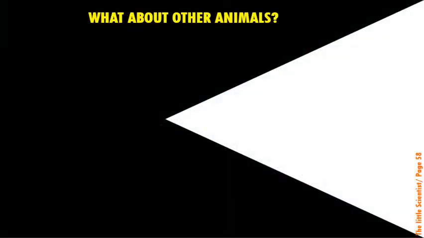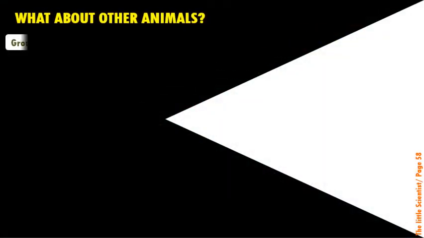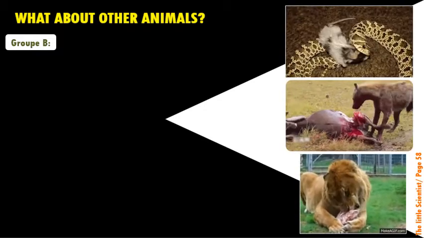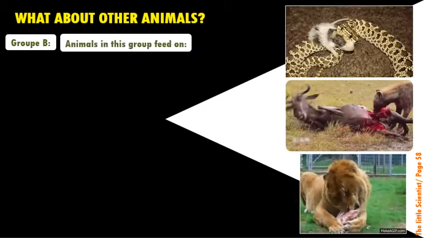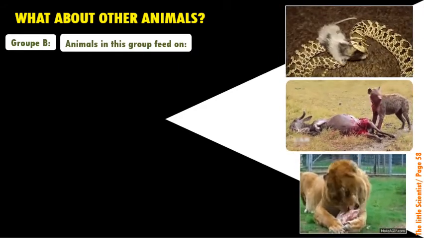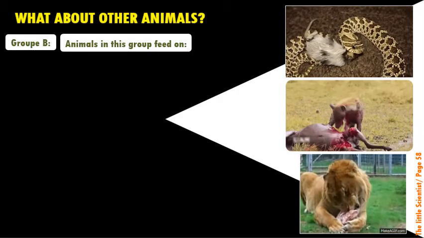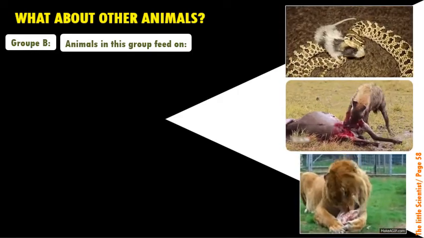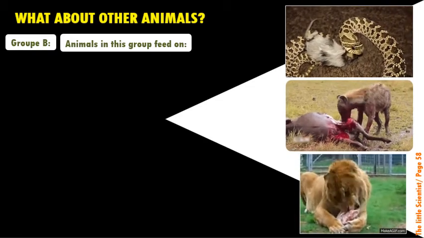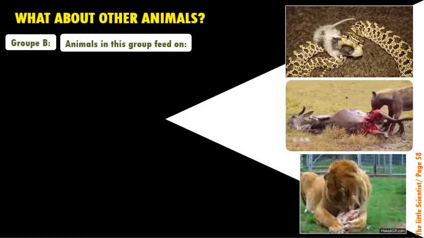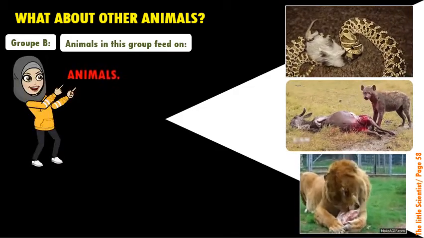Let's check now the animals in group B. In this group, we have a lion, a hyena, and a snake. Animals in this group feed on... let's see. The lion is eating meat. The hyena is consuming a dead animal, and the snake hunted the rat and is consuming the rat. So, these animals are feeding on other animals.